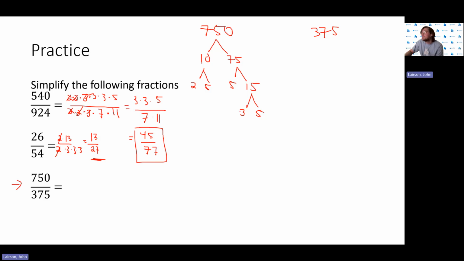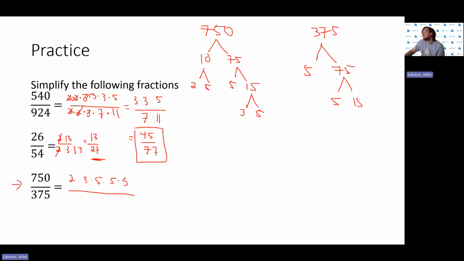So 750 is 2 times 3 times 2 times 3 times, and then we have 3 5s. 1, 2, 3. Those two 375. This one ends in a 5. So it's going to be 375 divided by 5 is 75. Oh, this is going to be the same exact branch here, right? Ends in a 5.